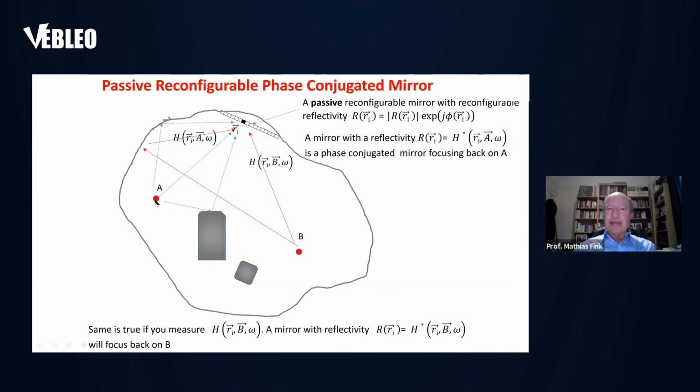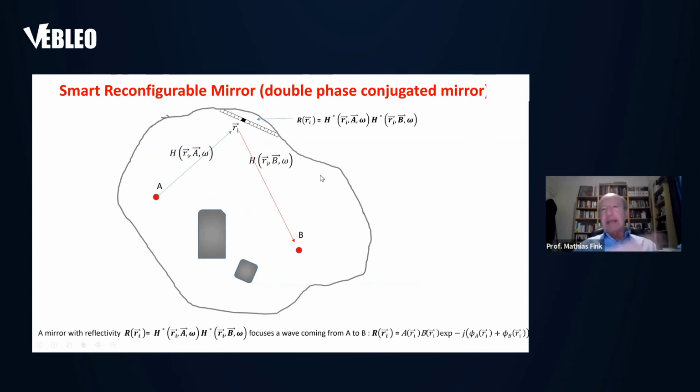Here, what you want is that all what you send from A focus on B. How to do this? Very simple. You have just to build here a mirror whose reflectivity is the product of the phase conjugated mirror to go back to A and the phase conjugated mirror to go back to B. If you do this, when you send a signal, all the phase that you have here and that come back here are put in phase. This will exactly focus back here. And all the elementary waves that come on each are reflected exactly in phase to come back on B.